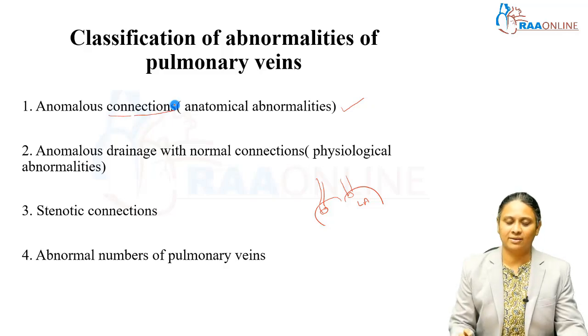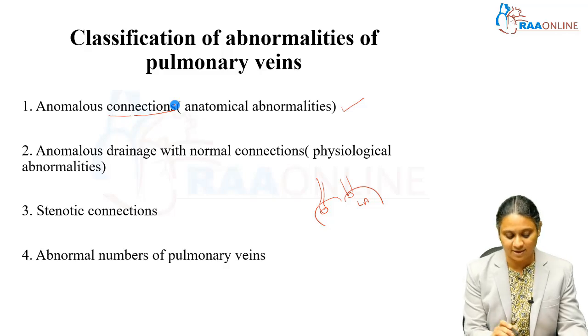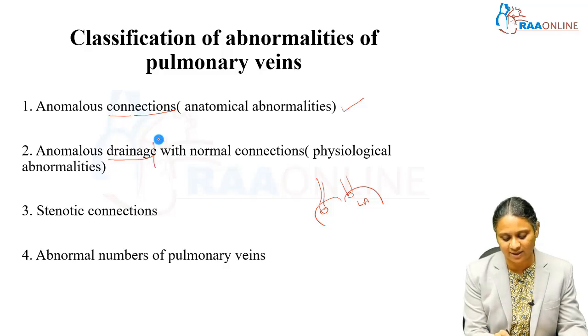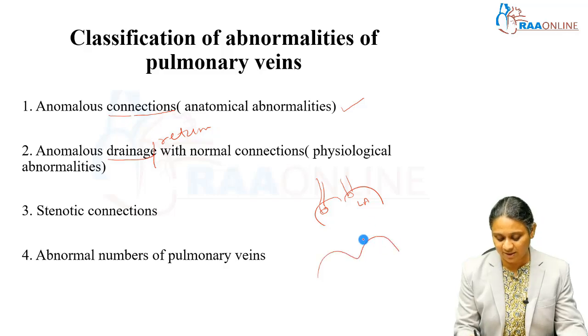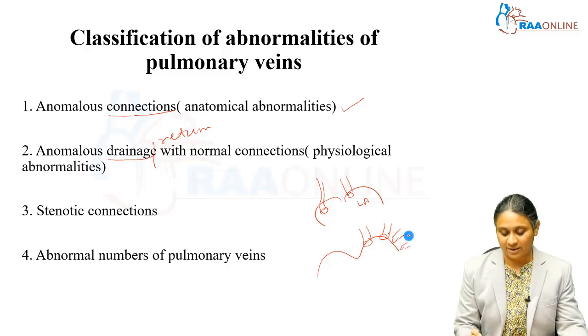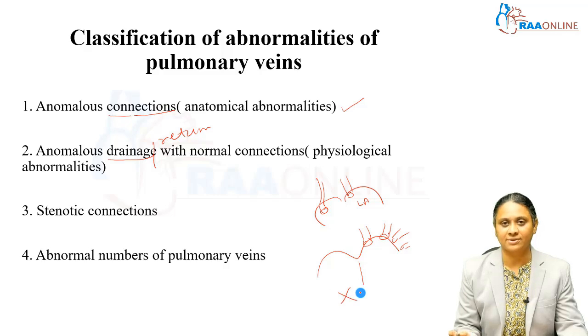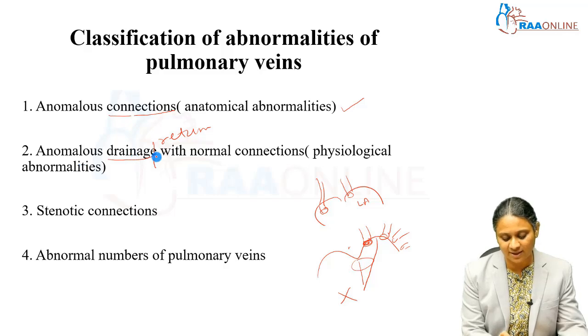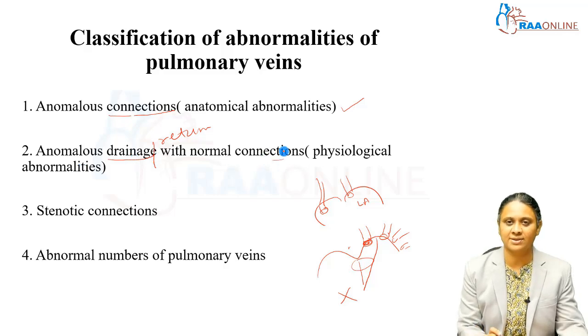The other anomaly is the physiological anomaly, that is the anomalous return or drainage. Here you can see the pulmonary veins end in the left atrium itself, all the pulmonary veins, but either the atrial septum is absent, that is there is a common atrium, or the atrial septum is malpositioned in such a way that one or more of the pulmonary veins drain into the other atrium. So this is a physiological anomaly, not a problem with the drainage site of the pulmonary vein. This is called anomalous drainage with the normal anatomic connection, the second type.